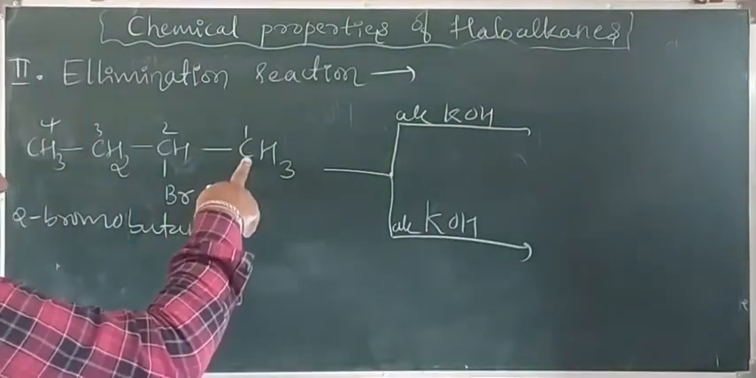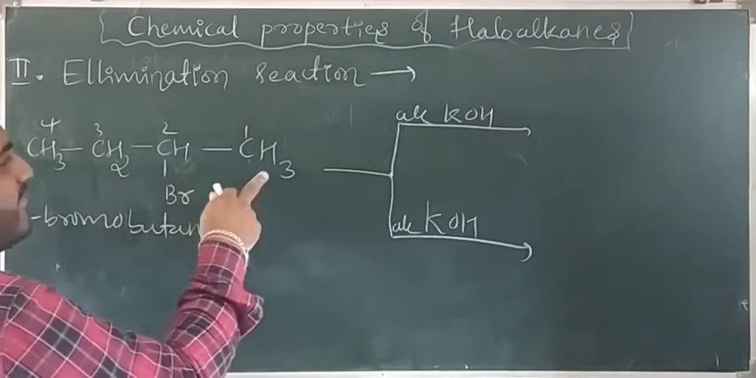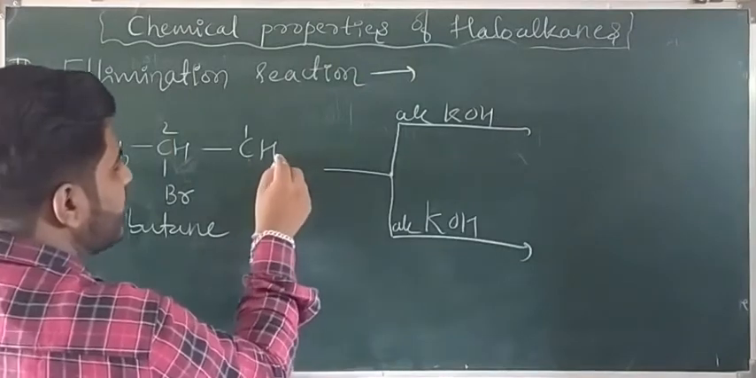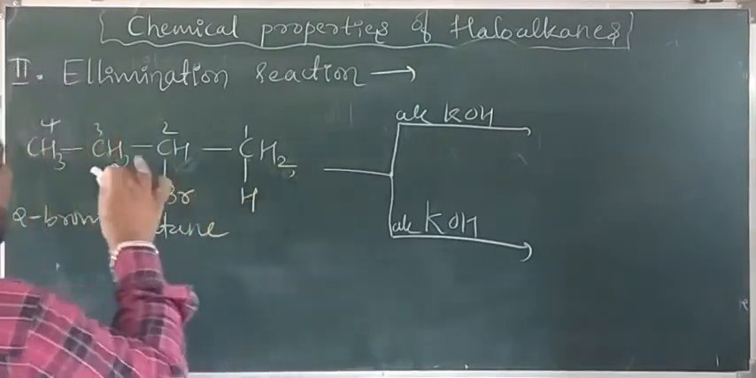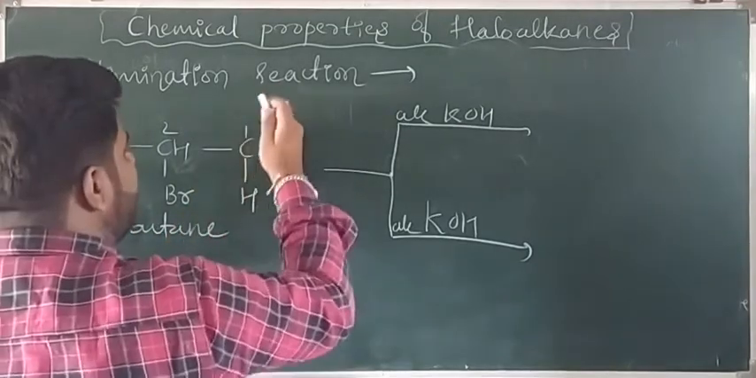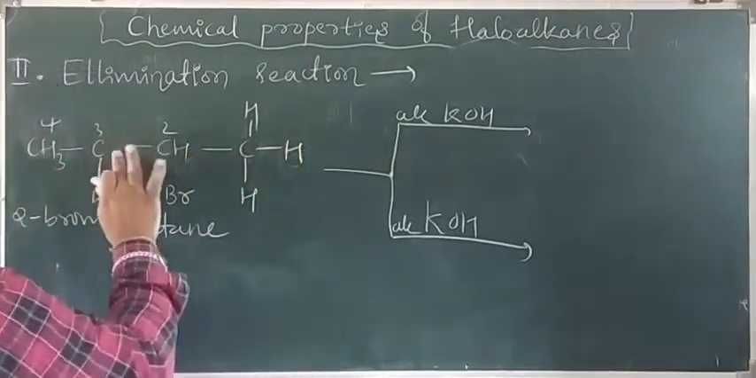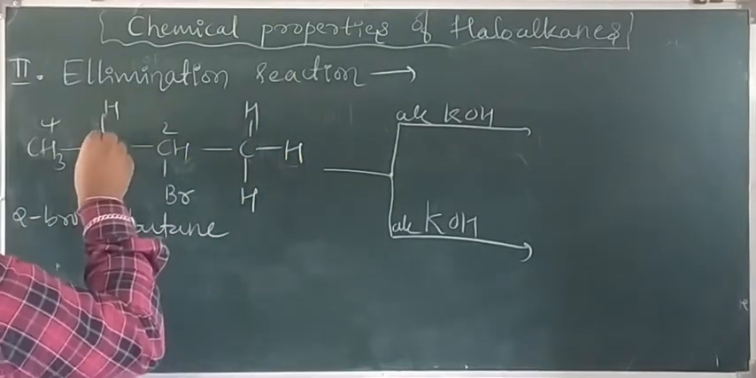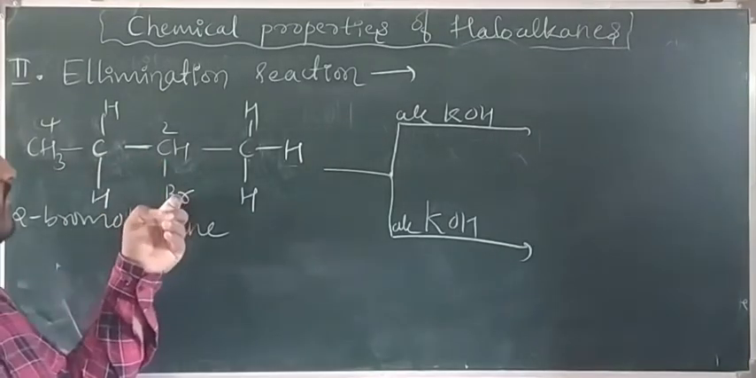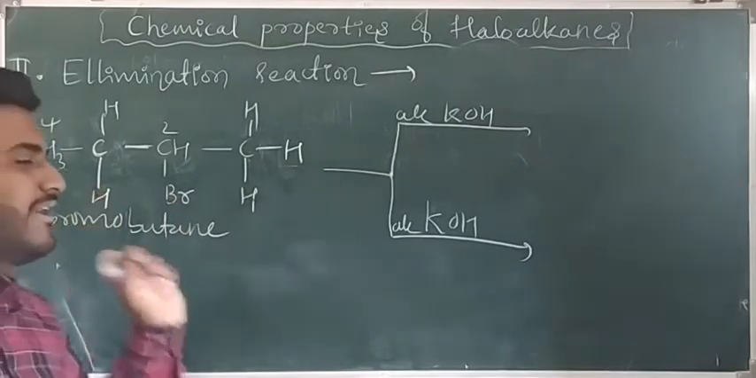Carefully see here. We can take this H also. We can take this H also. So if you eliminate this H, we get some other product. Carefully see here. Out of 3 H, I will write 1 H like this. Out of 2 H, 1 H I will write like this. You can write the remaining H's also. 3 H's are there now, and on this carbon 2 H are there. So that means this bromine may take this H, and the bromine may take this H also and eliminate as HBr.